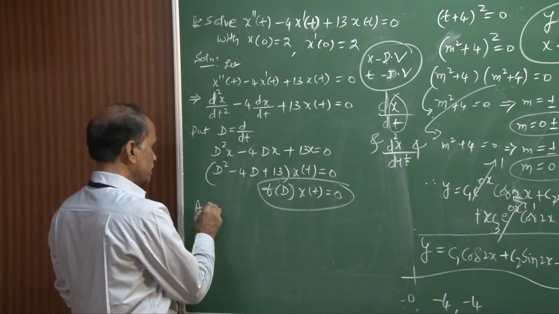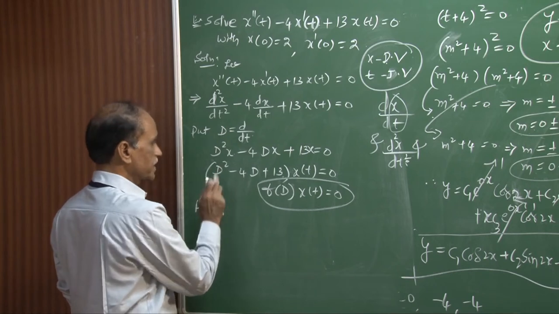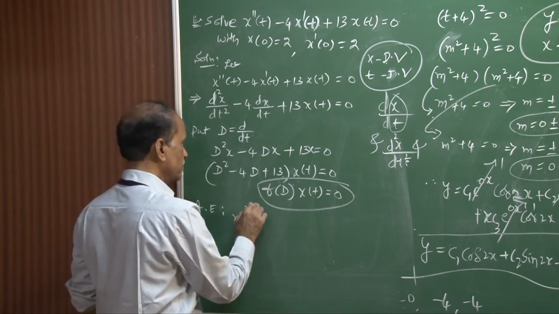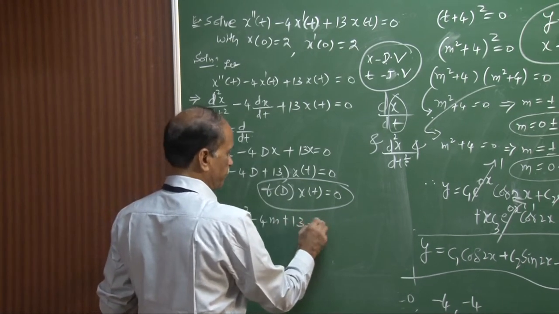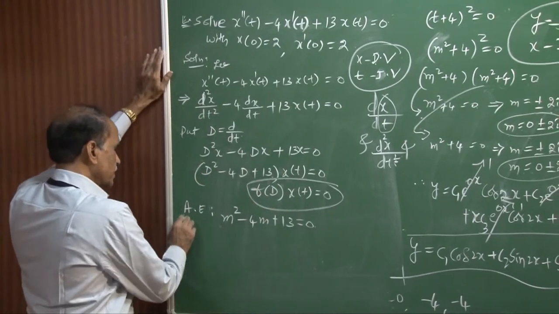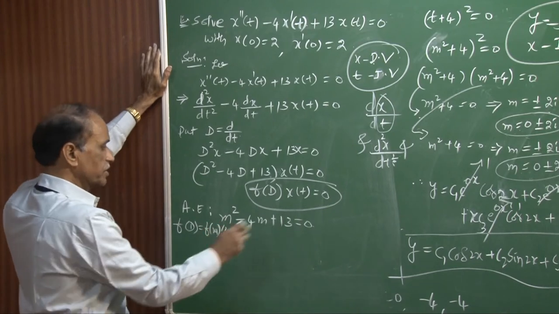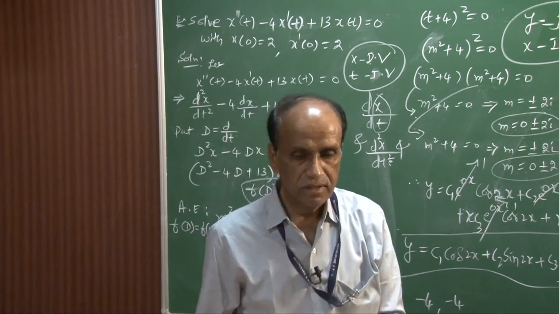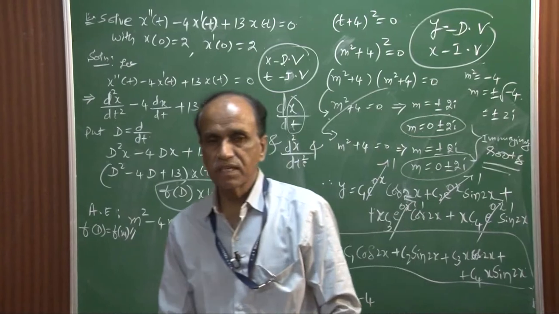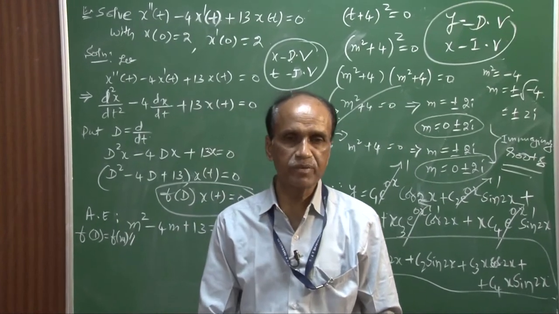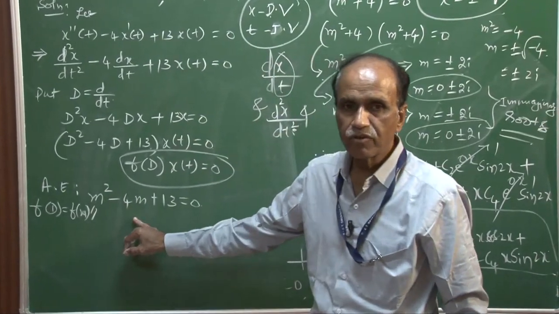Then we need to write the auxiliary equation for this. Since it is second degree, you get m square minus 4m plus 13 is equal to 0. The auxiliary equation is f of D equal to f of m equal to this equation. It is a quadratic equation and the last number is 13. This number 13 does not have factors which, on simplification, can give the middle term minus 4.